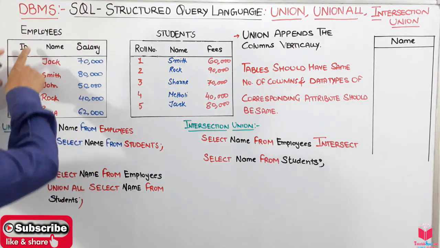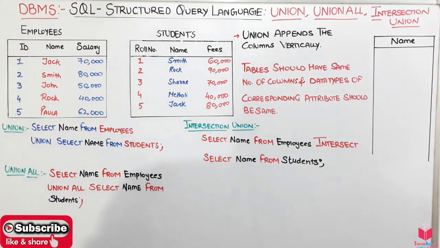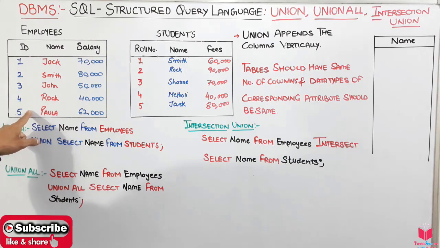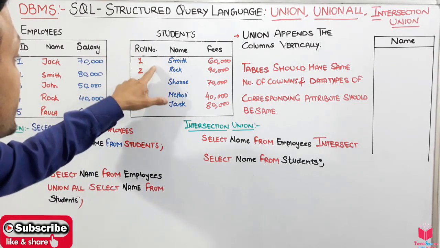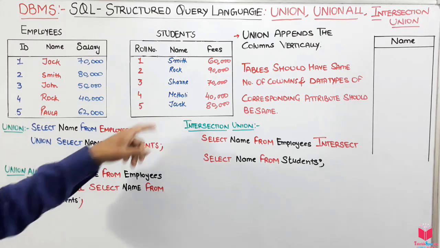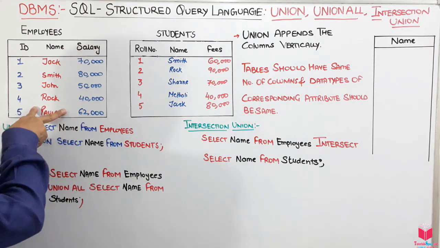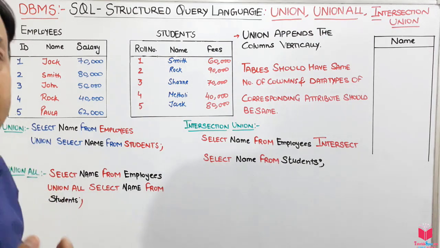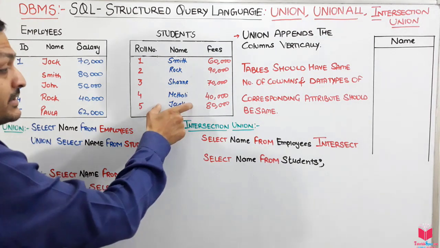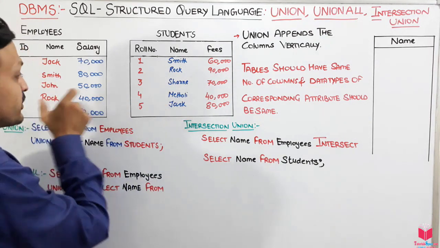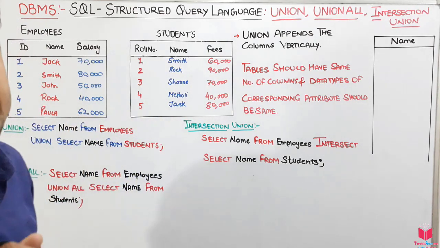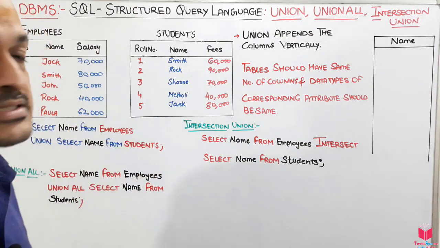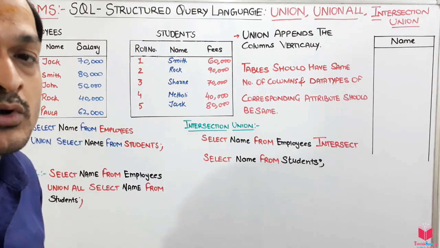If this column has a numeric data type, then the corresponding attribute will have the same data type. If the second attribute has a character, char or varchar data type, then it should be the same here. Okay guys, so the corresponding attributes should have the same data types. After matching this condition, we can go for the union of two or more tables.